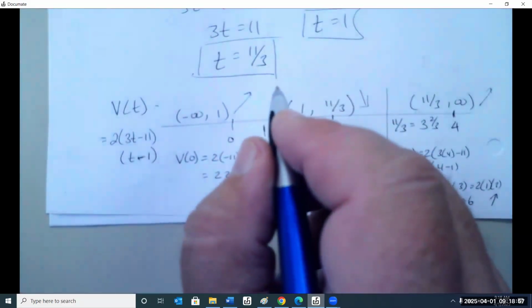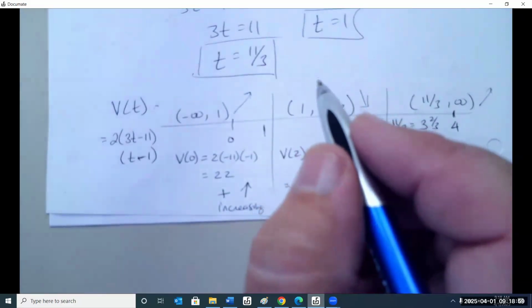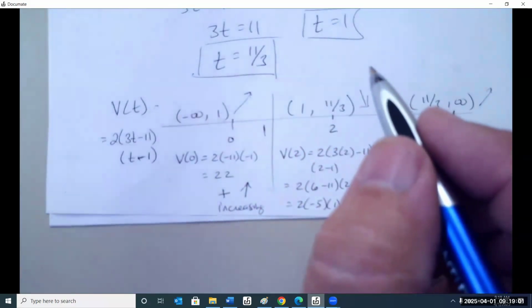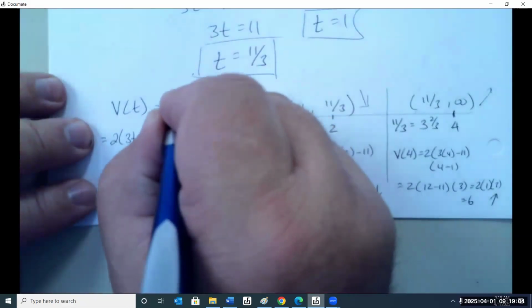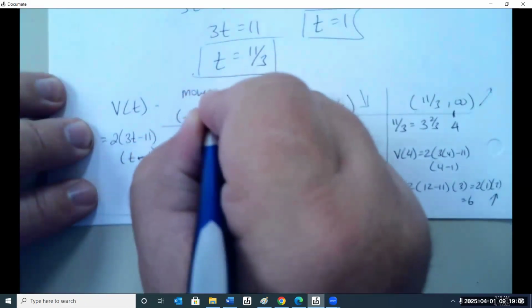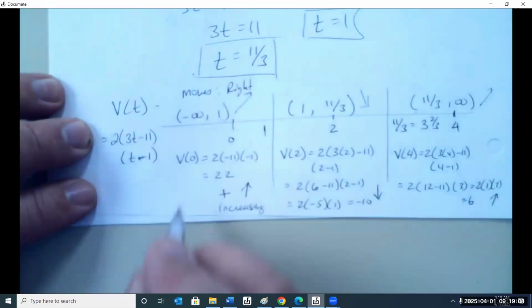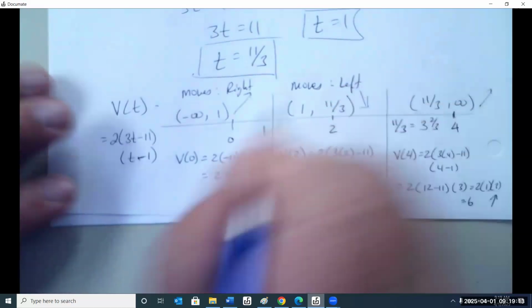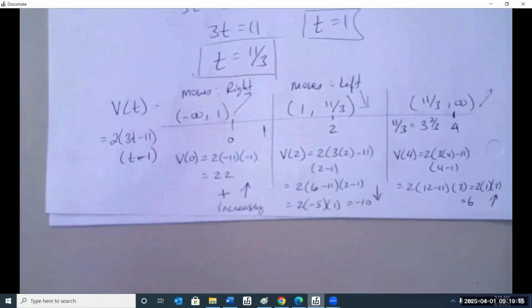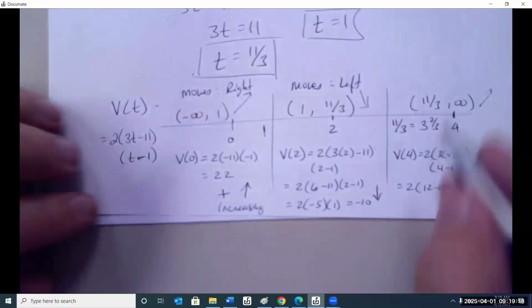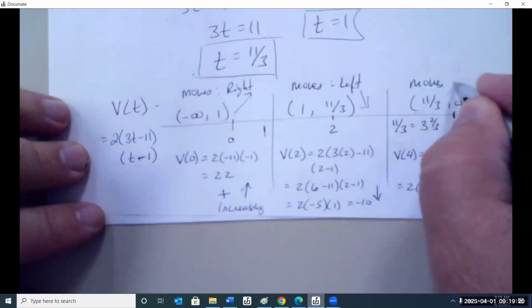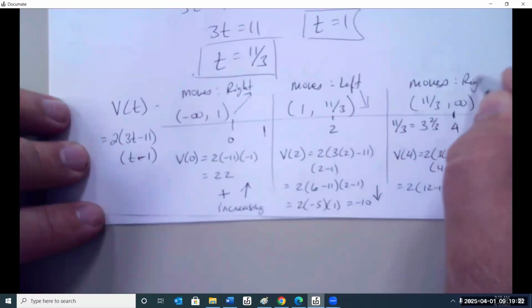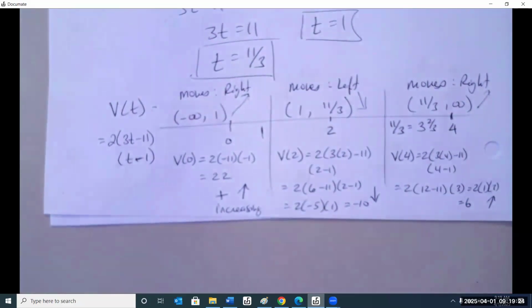but as you said earlier, when you have a velocity that's negative, this one moves to the right because it's positive. This one moves to the left since the velocity is negative, it's going backwards. And this one moves to the right. So this object moves to the right, moves back for a little bit, and then moves back to the right.